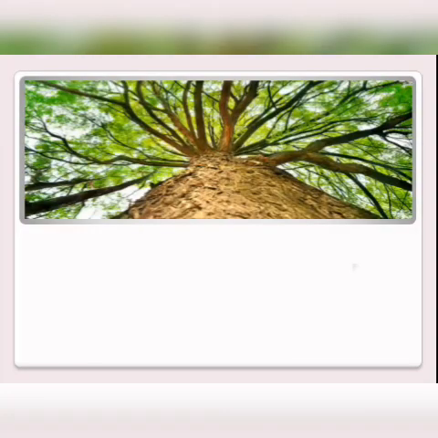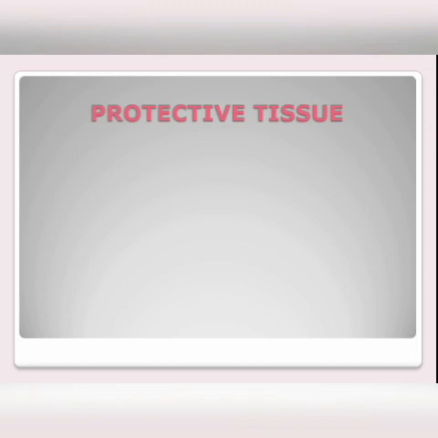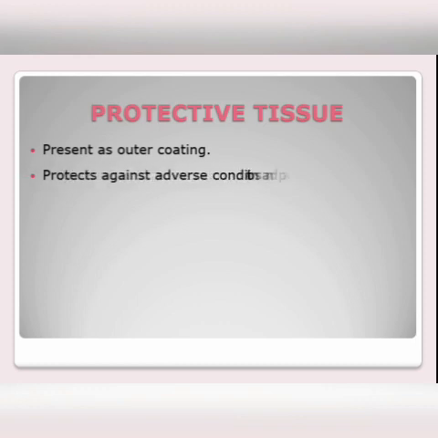Hello everyone. Today we will be doing the topic on protective tissue. To understand protective tissue, first we have to see the characteristics of protective tissue. This protective tissue is always present as an outer coating, which acts as the covering region of the plant body. It helps in protecting against adverse conditions and also from pathogens.